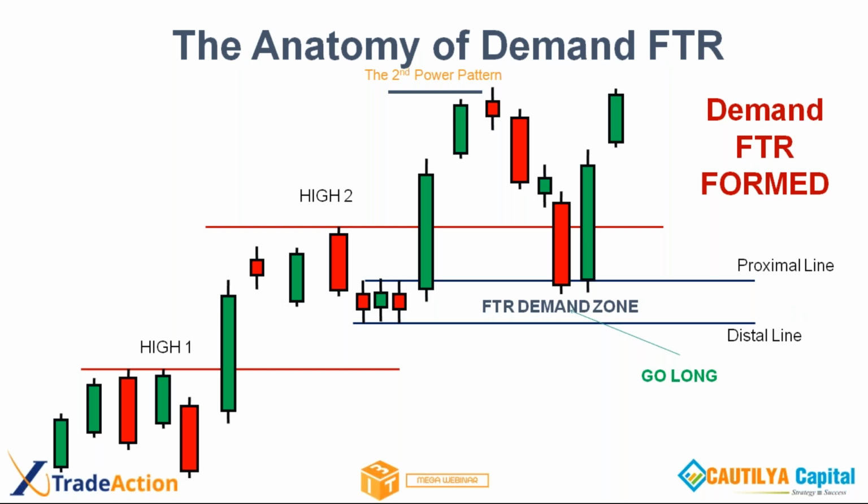Okay, somebody is asking, repeat the 5 rules. Here are the rules. Rule number 1, high 1 formed. Rule number 2, high 1 broken. Rule number 3, high 2 formed. Rule number 4, the base is formed. And rule number 5, high 2 is broken and FTR is formed.